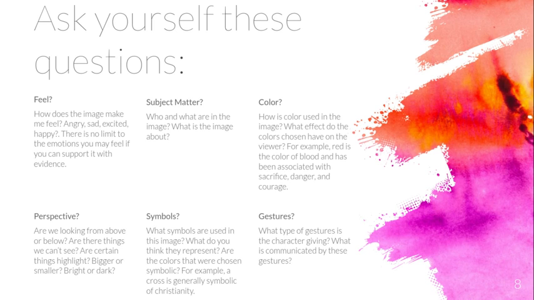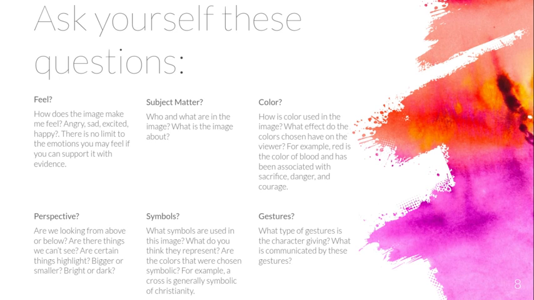Are there any symbols in the visual? What symbols do you see? What do you think they represent? Are the colors that were chosen symbolic? For example, a popular symbol that we know and see often is a cross. That cross is generally symbolic of Christianity. So if you see that on some type of visual being shared, you can usually assume that it is religious in some way.